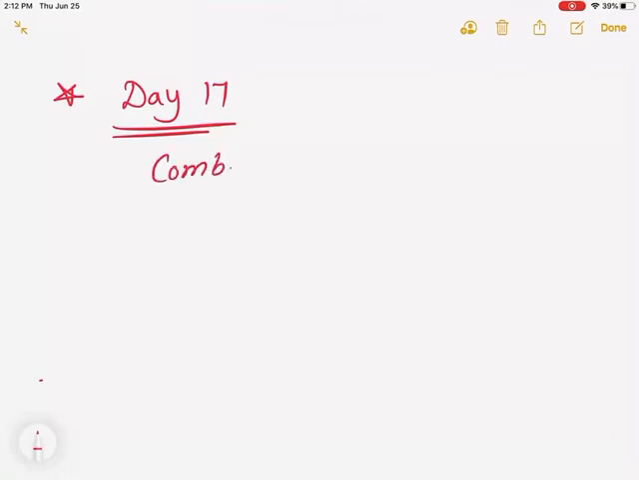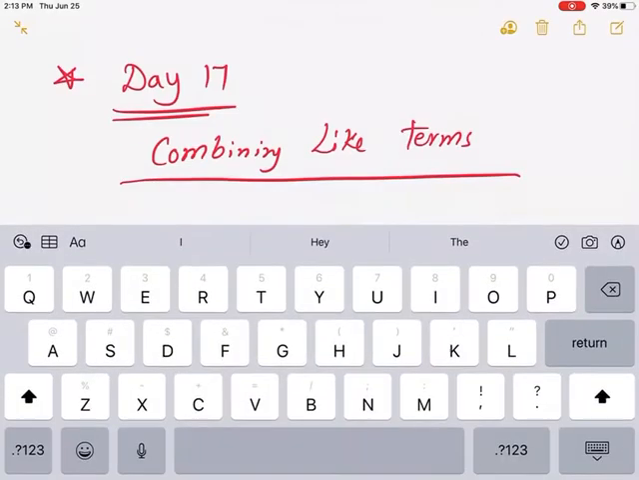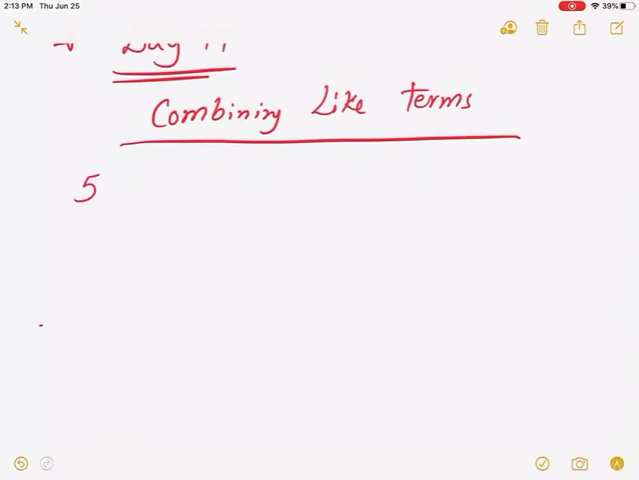So combining like terms. Since you guys already know how to identify those, now is the next step. So I'm going to show you an example. Let's say I have 5x to the second, 2a, oh, you're adding. 2a added to 3b added to 3x to the second. Then I have 8a and 5b.